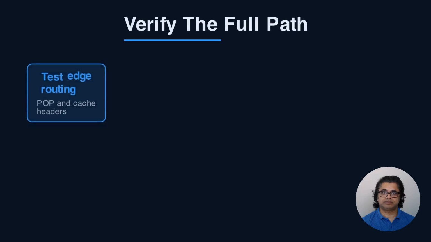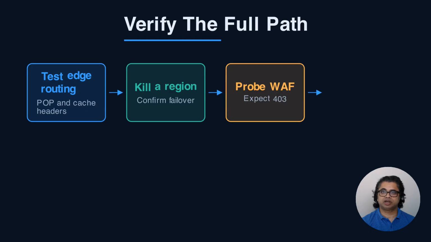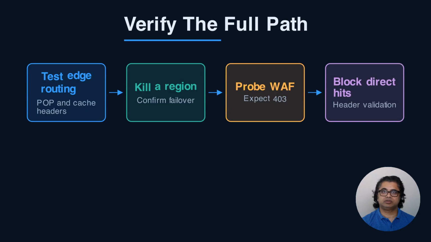Now confirm it works. Hit your Front Door domain from 2 different geographies and check the response headers. You should see the X-Cache and the POP location reflecting the nearest edge. Pull one region's Application Gateway offline and confirm Front Door fails over within the probe interval, typically tens of seconds. Send a malicious test string and confirm the WAF returns a 403. Check Application Gateway backend health shows all green, and inspect the internal load balancer metrics for even distribution across nodes. Finally, send a request directly to the gateway's public IP without the Front Door header and confirm it's rejected.